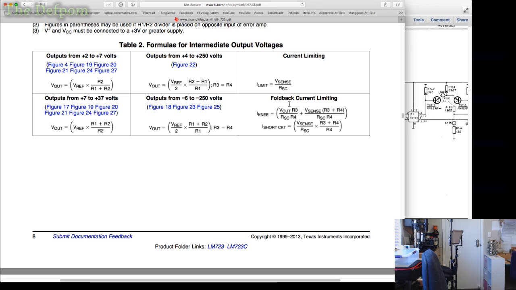So let's check for a short on the output of that socket there for this voltage regulator. The LM723 is a voltage regulator, not an op amp, but I've used them before in the Fluke 5200A when I repaired that. If you haven't seen that video, go back and check it out. It's 19 parts. It's quite a long one.